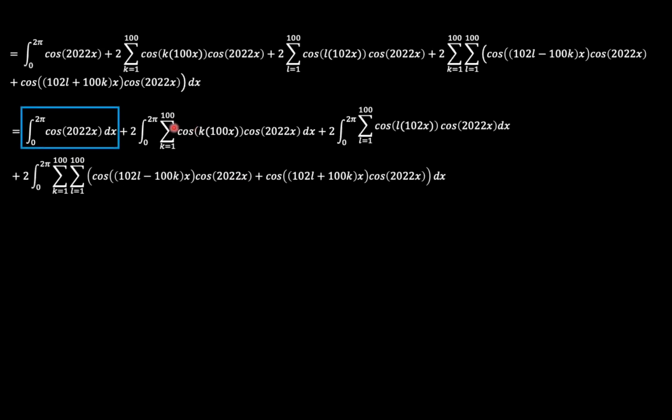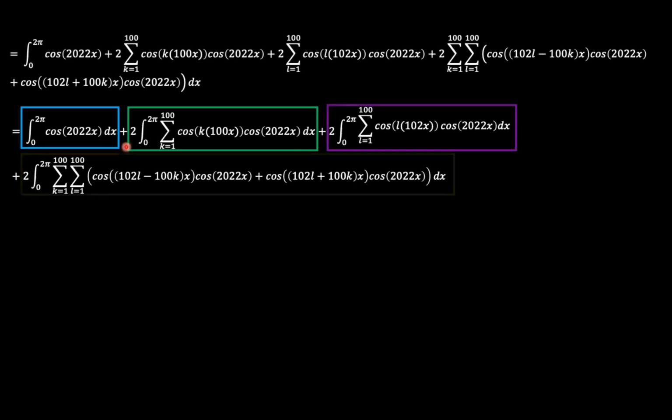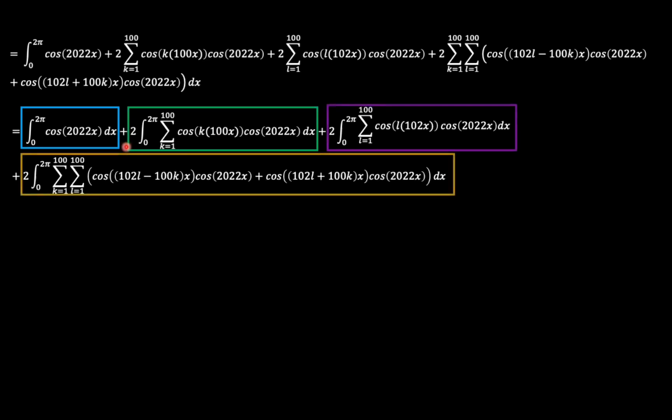So we have the first integral. Let's try to break this down into the first integral there, second integral in green, the third integral in purple, and the fourth integral in yellow. So the first integral is simply the integral of cosine 2022x from 0 to 2 pi. That results in 1 over 2022 sine 2022x from 0 to 2 pi. So when we substitute 2 pi here, sine of an integer multiple of pi is 0, minus sine of 0 is 0, so the result is 0.